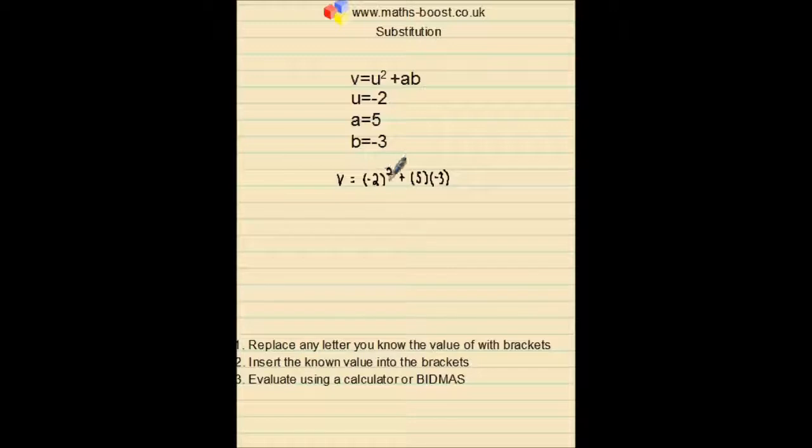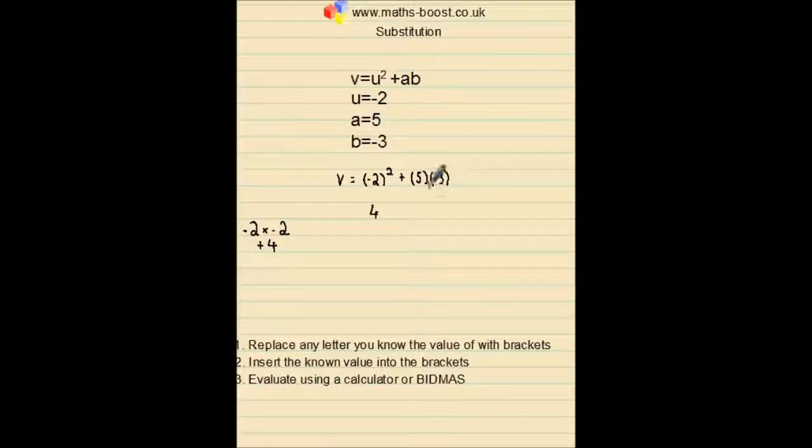You've got to understand indices here, and you've got to understand BIDMAS. Now here we have minus 2 squared, which is the same as minus 2 times minus 2. I certainly know it's going to be a 4, but because it's a minus and a minus, they're like signs, so that will give us a plus 4.